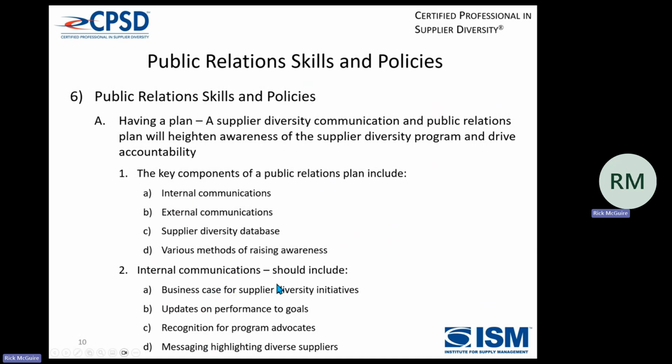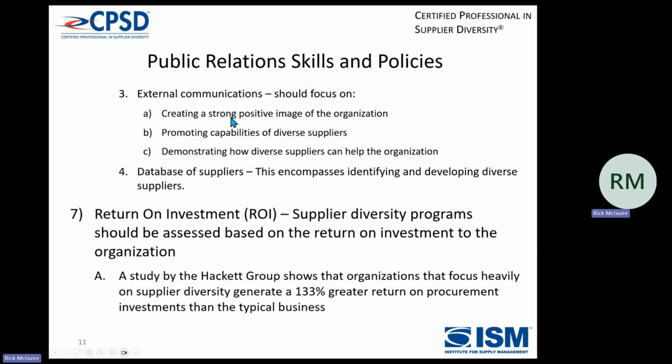Internal communications should include things like a business case for the diversity initiatives, updates on performance goals, recognition for program advocates, and messaging highlighting diverse suppliers. External communication should focus on creating a strong positive image of the organization, promoting capabilities of diverse suppliers, and demonstrating how diverse suppliers can help the organization.